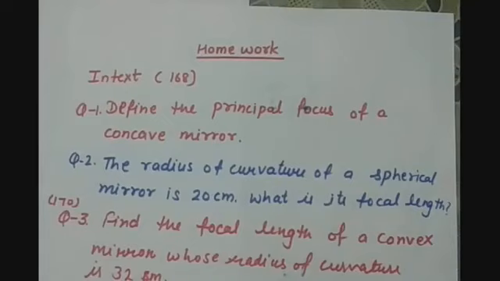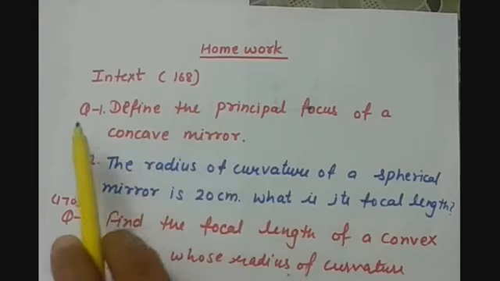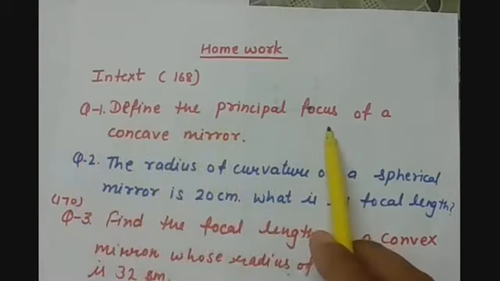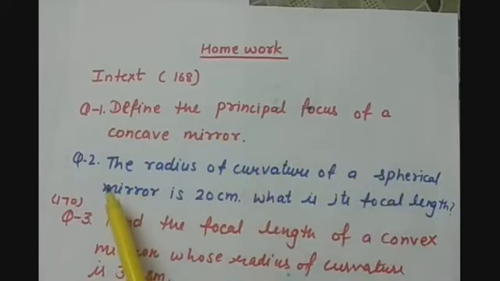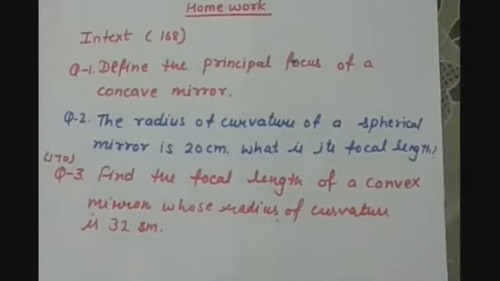Now let us see today's lecture's homework. In today's lecture, you have some in-text questions from your NCERT. At page number 168, 2 questions related to the topic that we studied. Question number 1 is, define the principal focus of a concave mirror. Question number 2 is, the radius of curvature of a spherical mirror is 20 centimeter. What is its focal length? At page number 170, question number 3 for today's homework is, find the focal length of a convex mirror whose radius of curvature is 32 centimeter. So this is your homework for today.